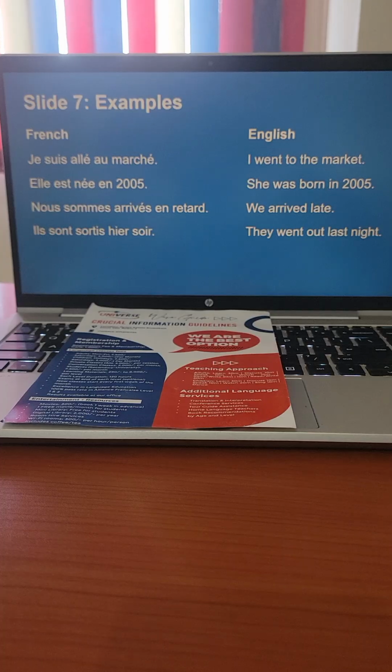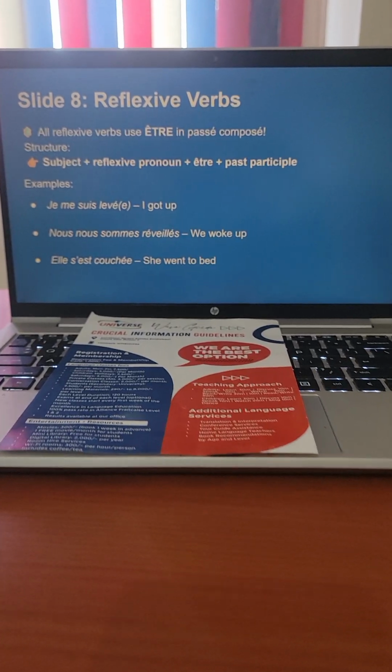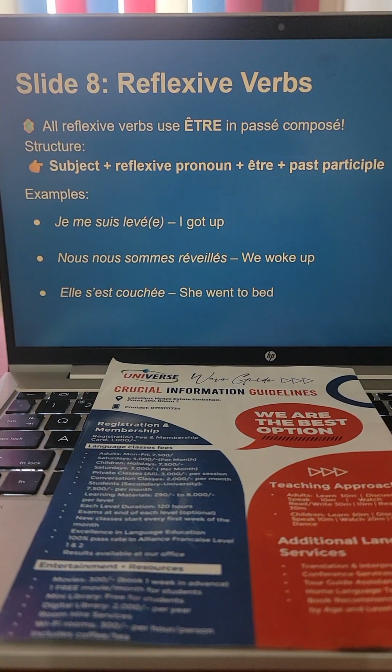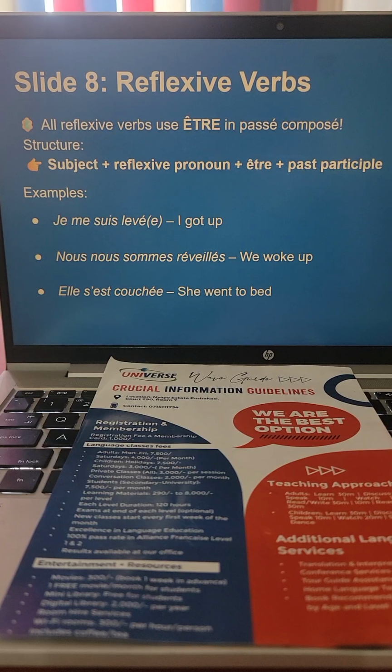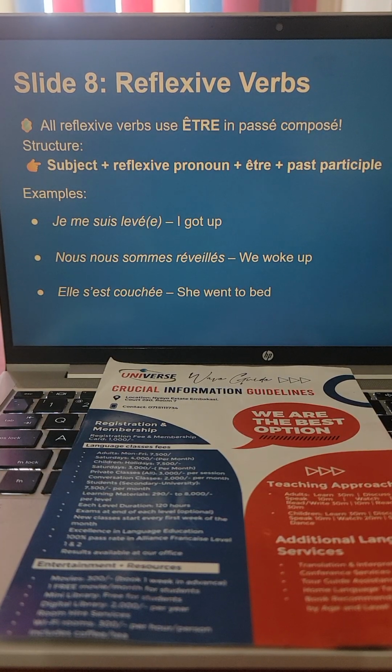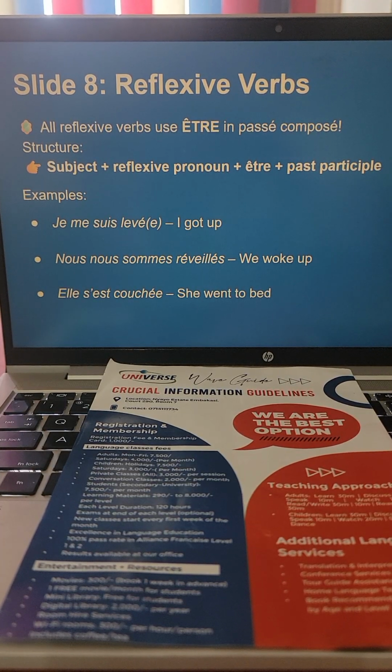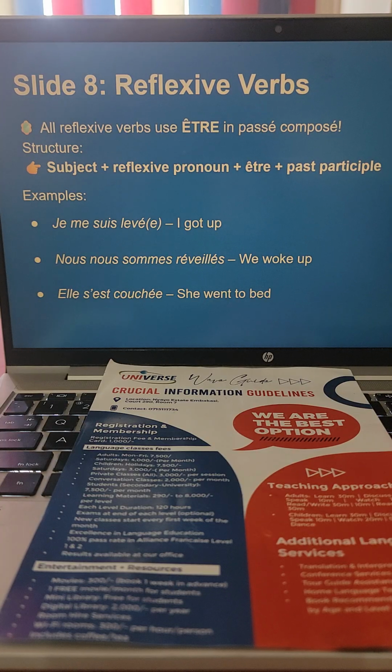Yeah, that's very clear. So reflexive verbs. All reflexive verbs use être in passé composé. The structure is subject, reflexive pronoun, être, then plus the past participle. Je me suis levé. So you put the être after the reflexive pronoun me. Je me, then suis, levé. Je me suis levé. Nous nous sommes réveillés.